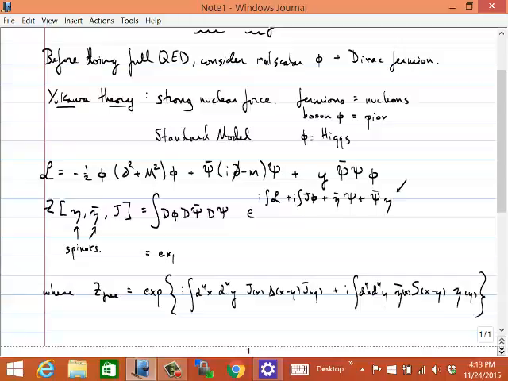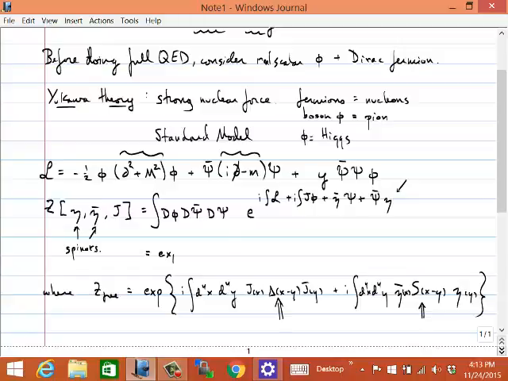And remember, when you do a Gaussian integral of the integral dx of e to the minus, say, b x squared plus jx, what do you get? You get j b inverse times j, which is exactly what we have here, where the propagator delta is the inverse of this kinetic term here in the Lagrangian, just as this spinor propagator is the inverse of this kinetic operator for the Dirac field.